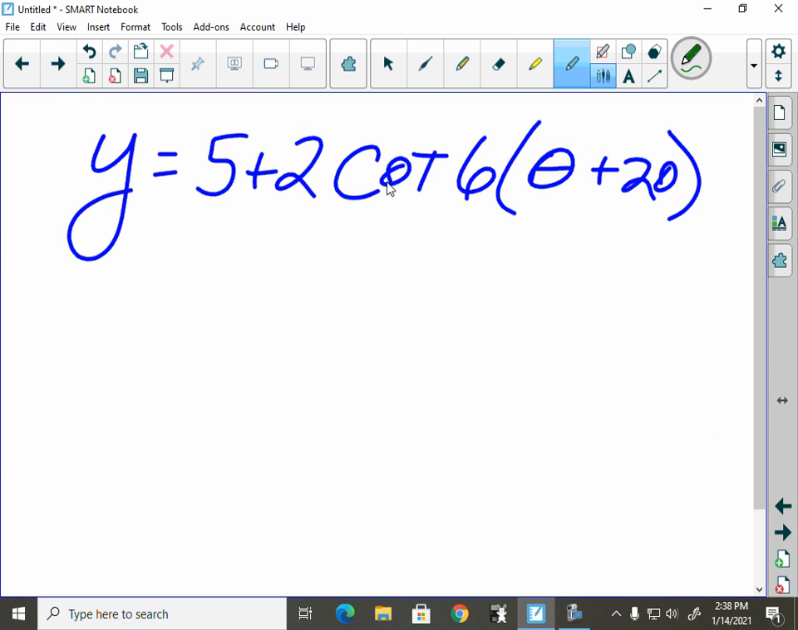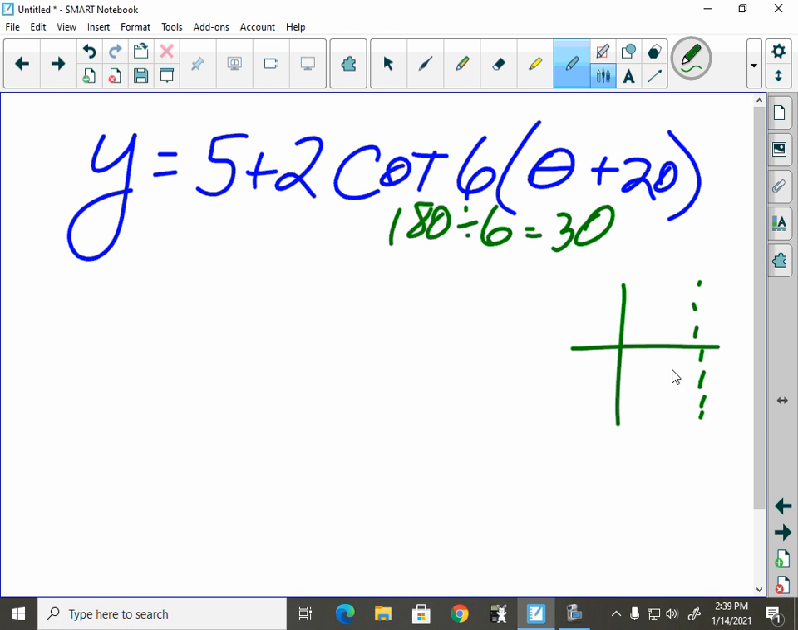Okay, cotangent. So I went back to the normal numbers. I went back to degrees. Why not? So then cotangent is 180 divided by 6, which is 30. Cotangent normally looks like this. Okay, that's what cotangent normally looks like. There's a hidden dotted line there. You just can't see it. And then there's one over here. So it would be at 0 and 30. But I'm going to go plus 20, which means 20 to the left.